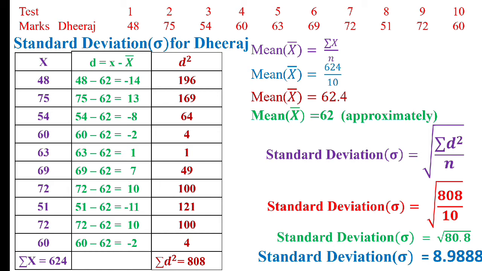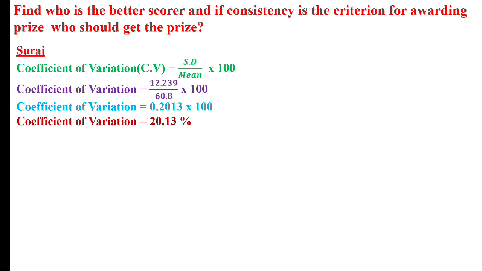Now the actual question that is given, we are going to solve it. The question additionally says: find who is the better scorer, and if consistency is the criterion for awarding the prize, who should get the prize. First, the better scorer. Now the coefficient of variation will be found for Suraj.